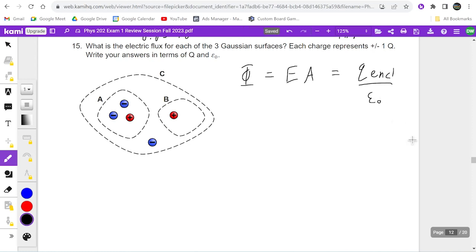And if you use the first one, electric field times area, I would ask you, what's the electric field? And you'd say, I don't know. And then I'd ask you, what's the area? And you'd say, I don't know that either. So if you choose that, good luck. I'm not going to help you.